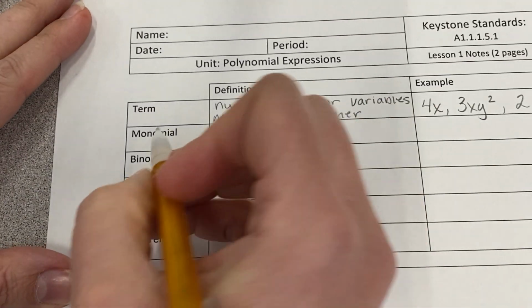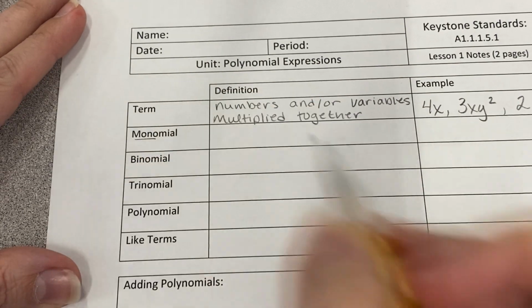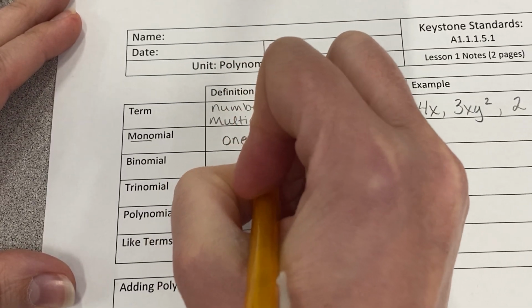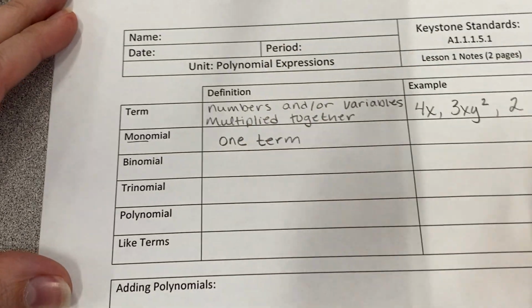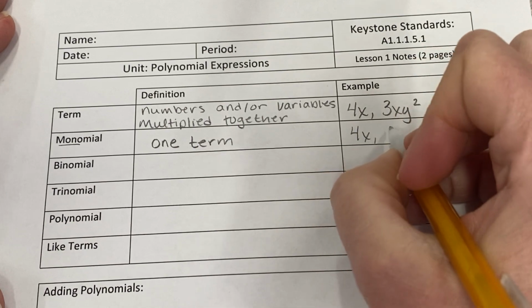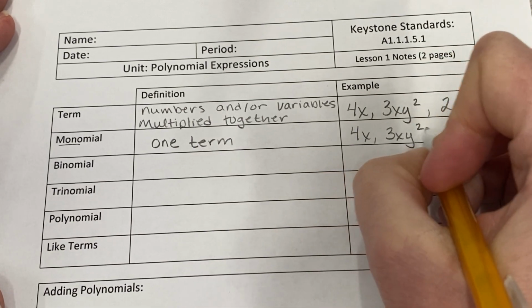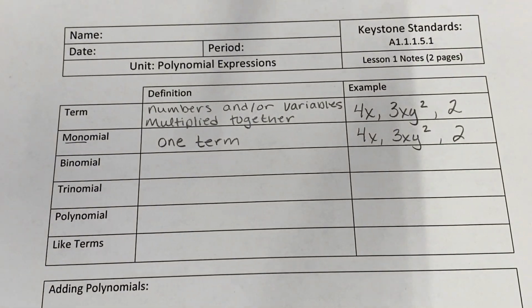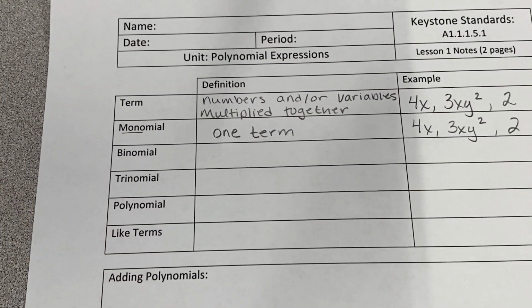Okay, a monomial, you'll see this prefix of mono, which means one, so one term. Again, all of these are one term. So 4x, 3xy squared, 2. There's others, but I'm just emphasizing the point that a term is called a monomial.